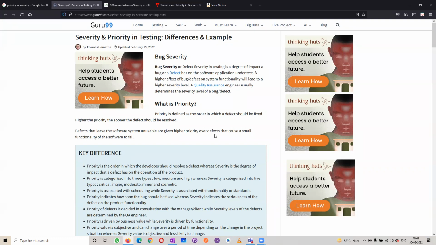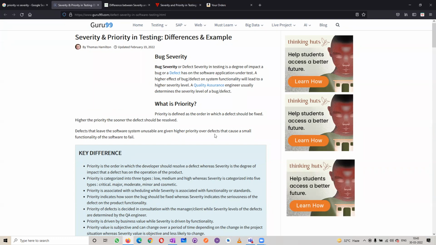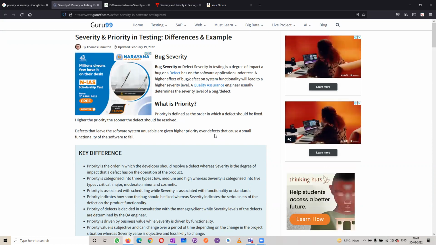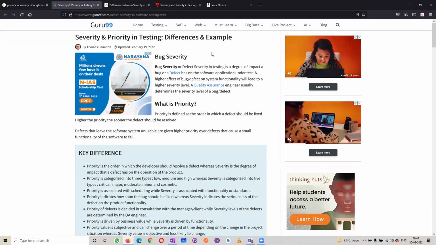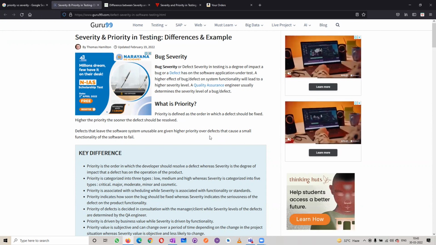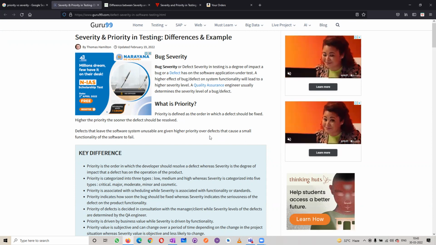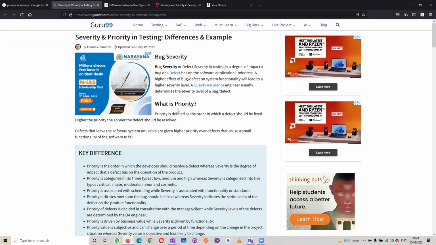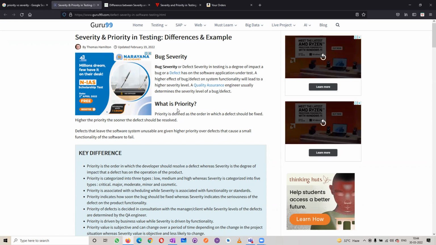Guys, always remember that we are talking from the point of view of a bug. What is the severity and priority of a bug is what we are talking about here. And this is a very, very important question. When you go for an interview, at least 90% of the time, people will ask you what the difference between severity and priority is. Now coming back to severity here.